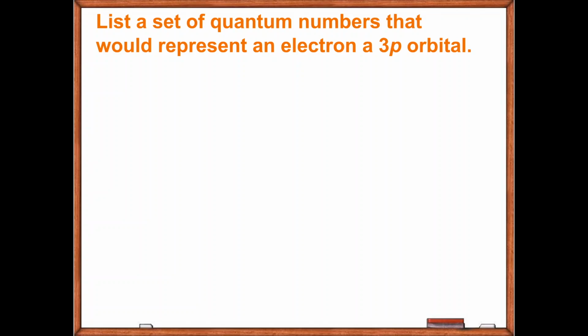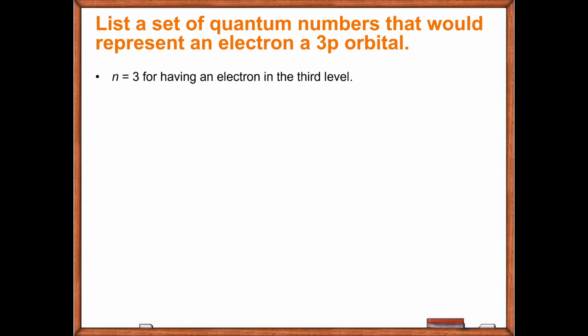Okay, so now I want you to list a set of quantum numbers that would represent an electron in a 3p orbital. Okay, so give this a try. See if you can write a set of quantum numbers for that. Okay, so hopefully you were able to come up with a set of quantum numbers.